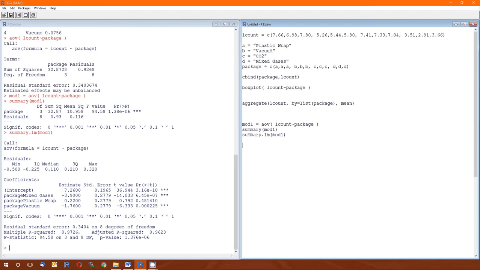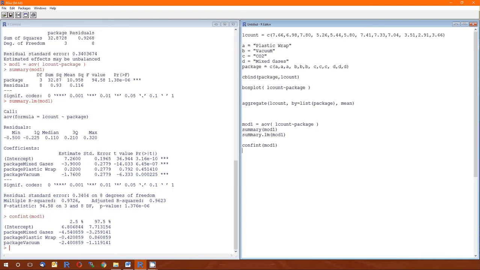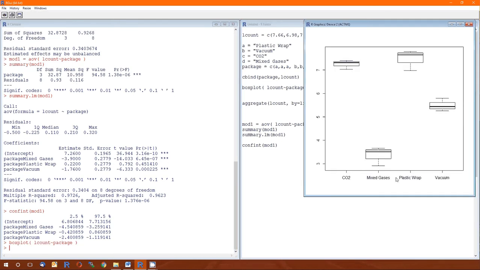And we can also get confidence intervals for each of those. I'm 95% confident that the mean for CO2 is between 6.8 and 7.7. We're 95% confident that tau mixed gases minus tau CO2 is between negative 4.5 and negative 3.3. 95% confident that tau plastic wrap minus tau CO2 is between negative 0.42 and 0.86. And tau vacuum minus tau CO2 is between negative 2.4 and negative 1.1. And all of that agrees with what we found here. Mixed gases is the lowest. Well, we can't really tell that from this, because this is a measurement essentially of mu, and these three are measurements of tau differences.